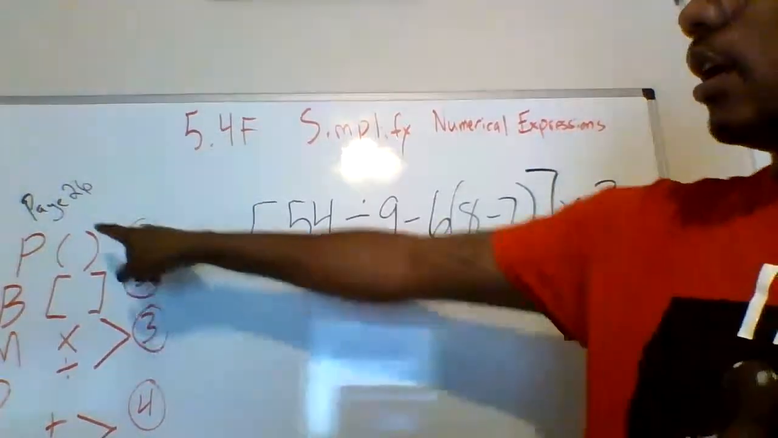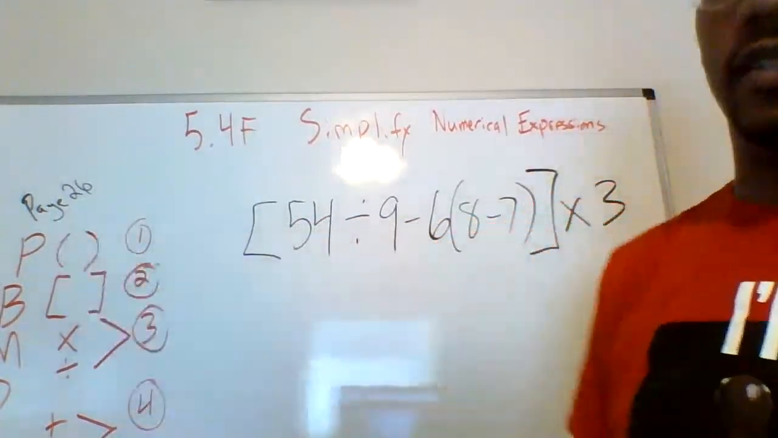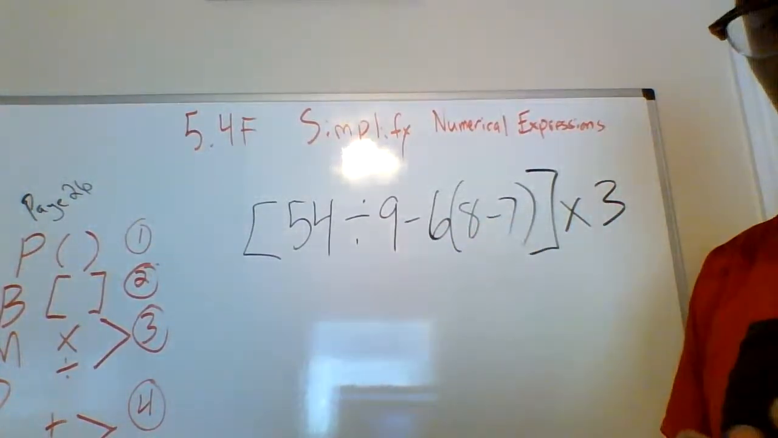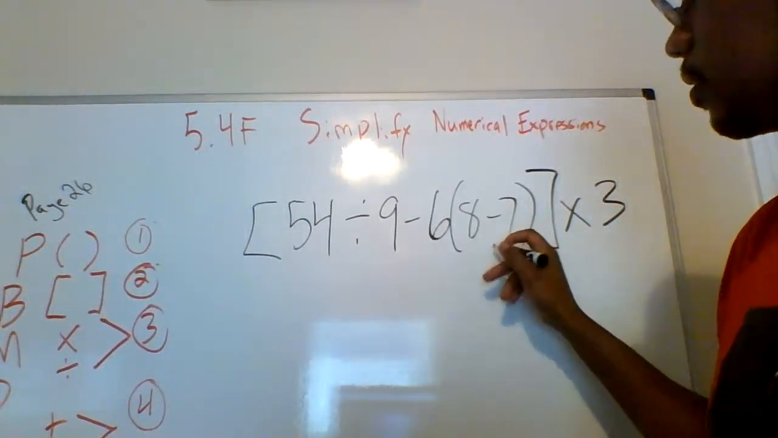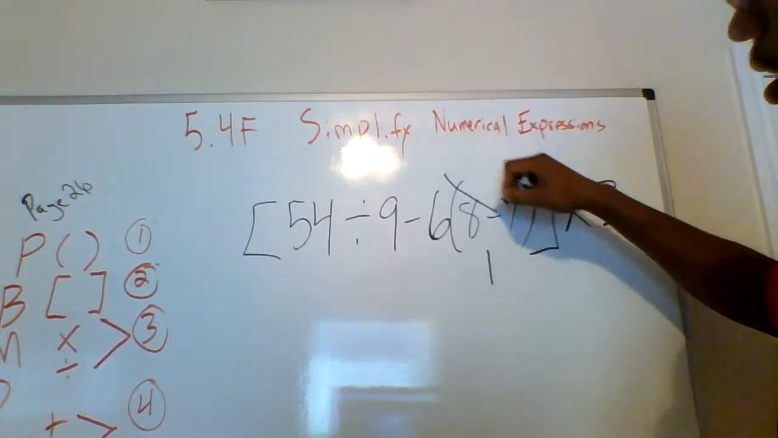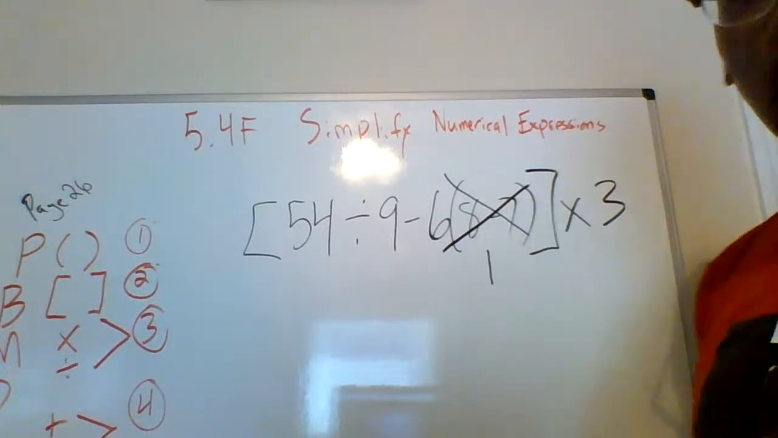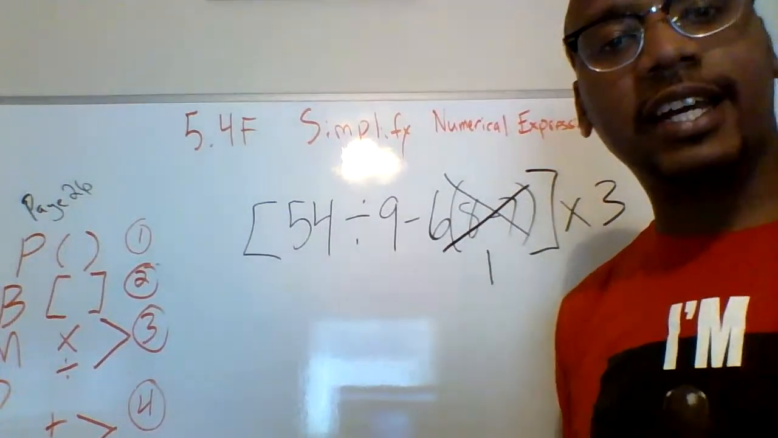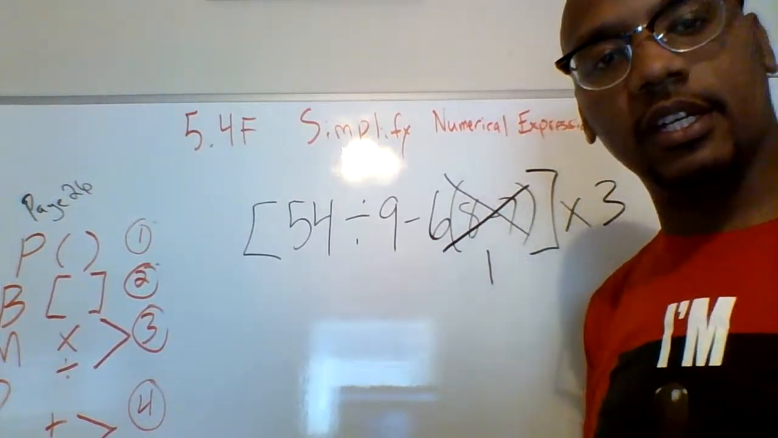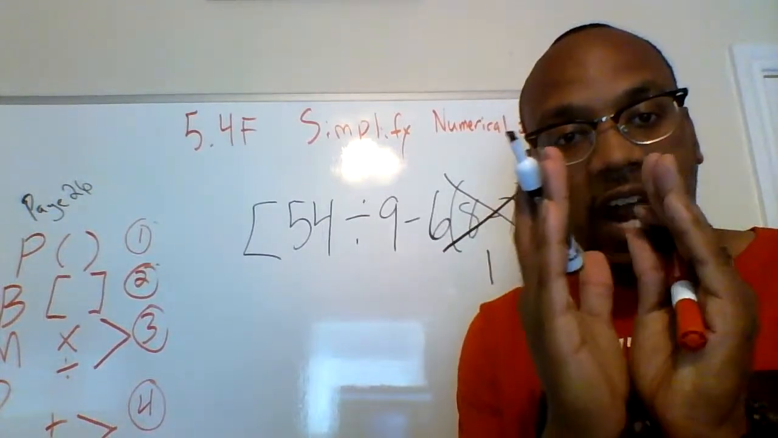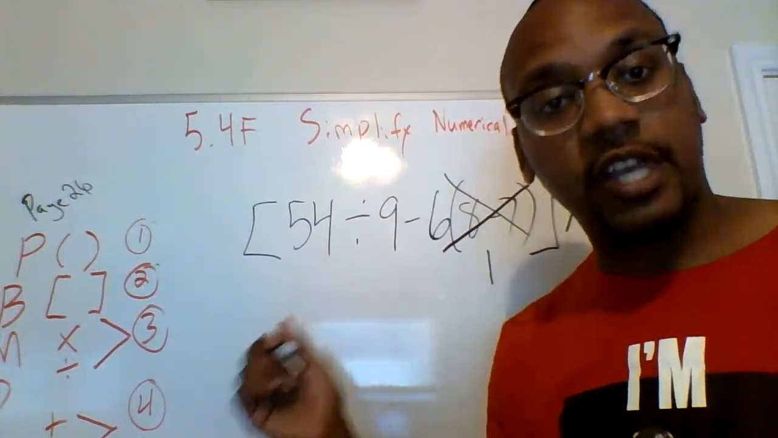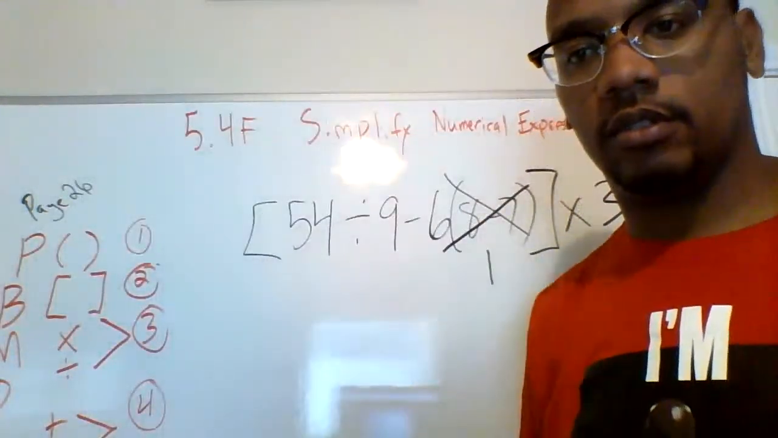Now, step 1, parentheses. Right here in parentheses, I have 8 minus 7. Well, 8 minus 7 is 1. Now, you're still not done with the parentheses because I have this 6 right next to the parentheses. Anytime you have a number right next to the parentheses, that means to multiply the number outside the parentheses times what's in the parentheses. All right.